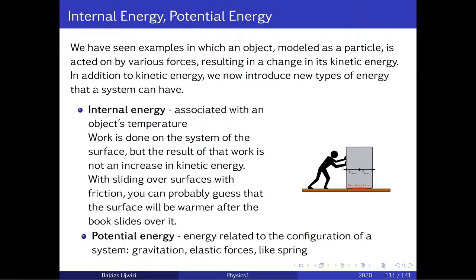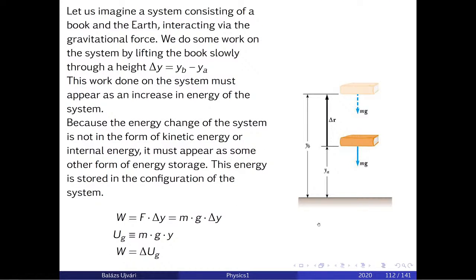So kinetic energy depends on the mass and the speed of the body, the internal energy depends on the temperature of the body, and the potential energy depends on the position of the body in the system. So this is why we can say this is related to the configuration. It's a configuration-dependent energy.